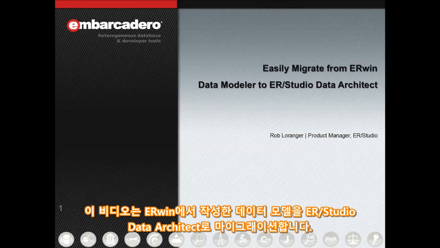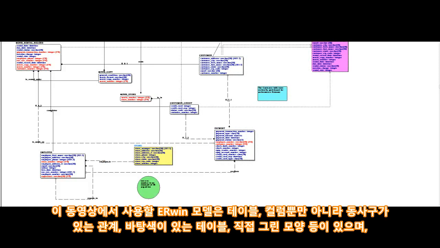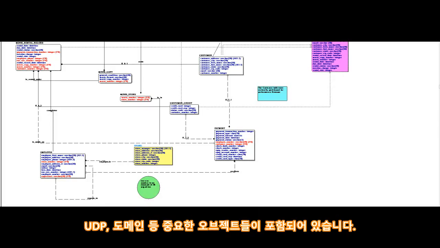In this video, we'll discuss how you can easily migrate from ERwin Data Modeler to Studio Data Architect. The example ERwin model that we'll convert not only has tables and columns, its relationships have verb phrases, there's background colors used for specific tables, drawing shapes are utilized, as well as things like UDPs, domains, and other important objects that you'll want converted with the model.